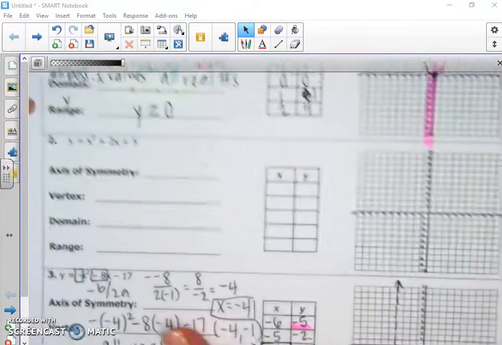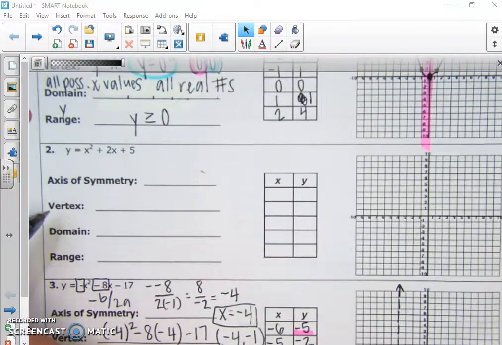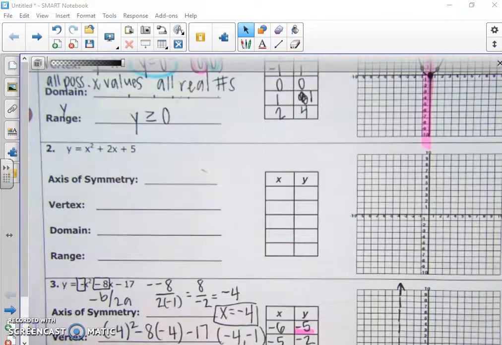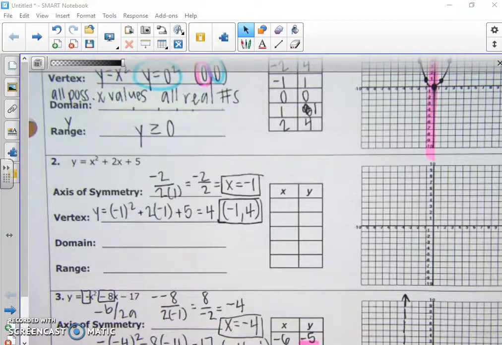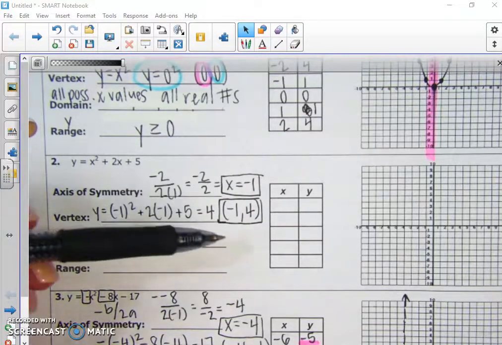Okay, let's take a look at number 2. I would like you to find the axis of symmetry and the vertex. So do your work on your own, pause the video, and then come back and check your answer. Go ahead and pause the video now. Okay, here we have our axis of symmetry is x = -1, vertex is (-1, 4).